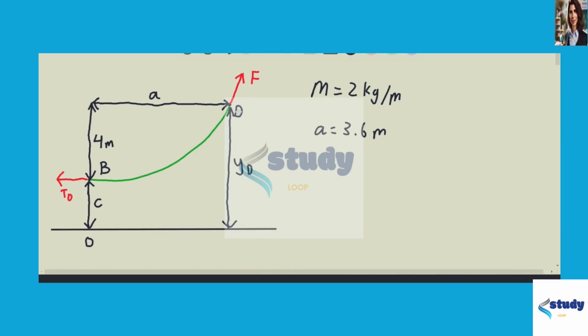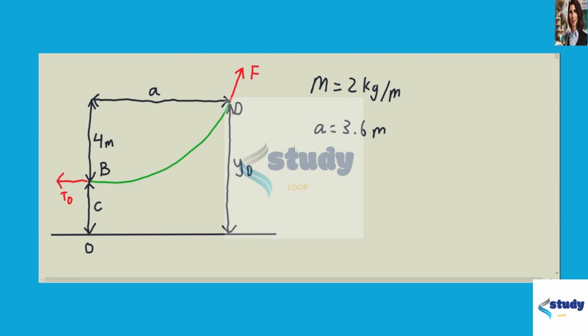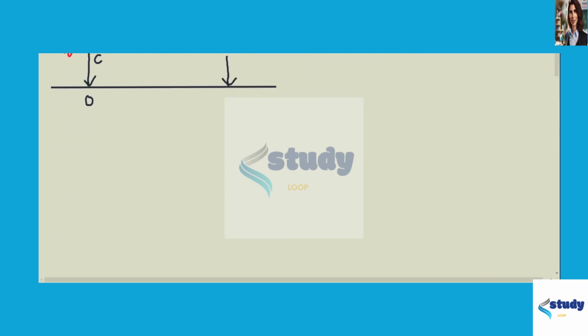We need to find the value of this force at the point D, given that the length a is equal to 3.6 meters. So we're going to start solving this problem by writing the equation for the length y of D.